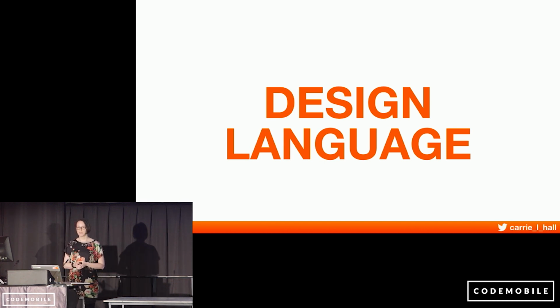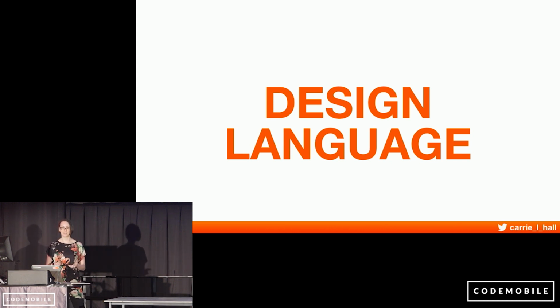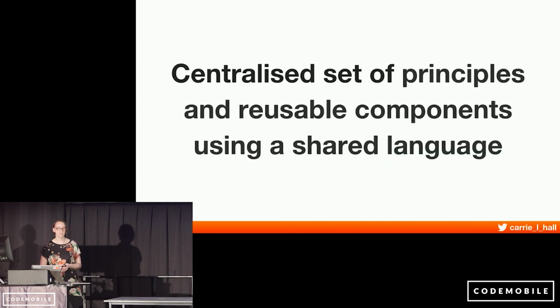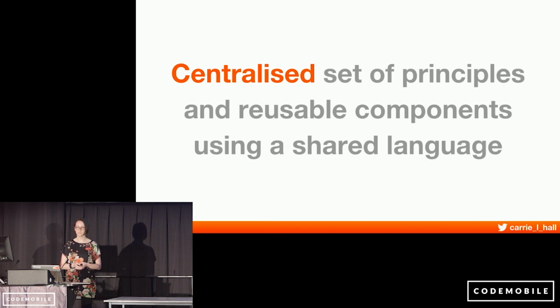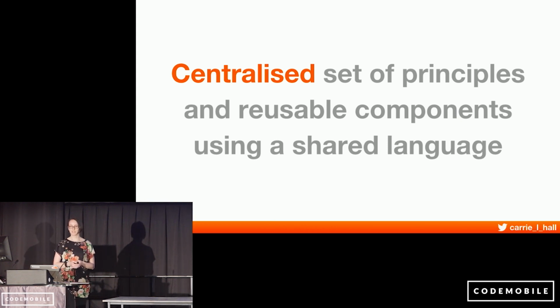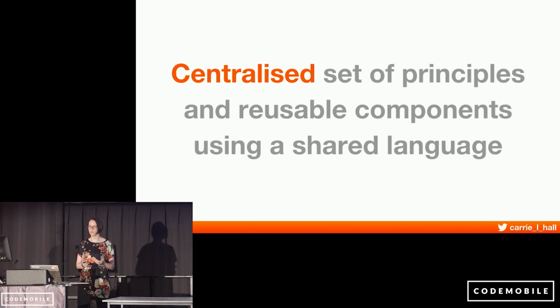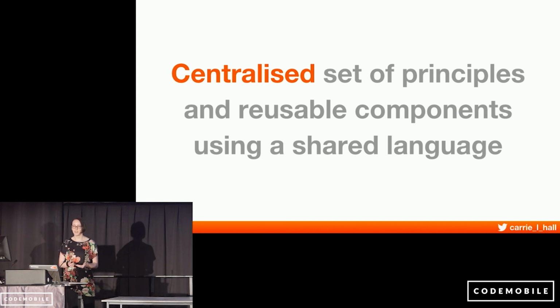So there's a lot of arguments over terminology, and you may know design languages already. You may have heard them called design systems. For the purpose of this talk, I'd like to define it as this. So I've defined it as a centralized set of principles and reusable components using a shared language. So it's centralized, which means that there's a single point of truth. Everybody knows where to look for this thing. Changing one place affects all places as well.